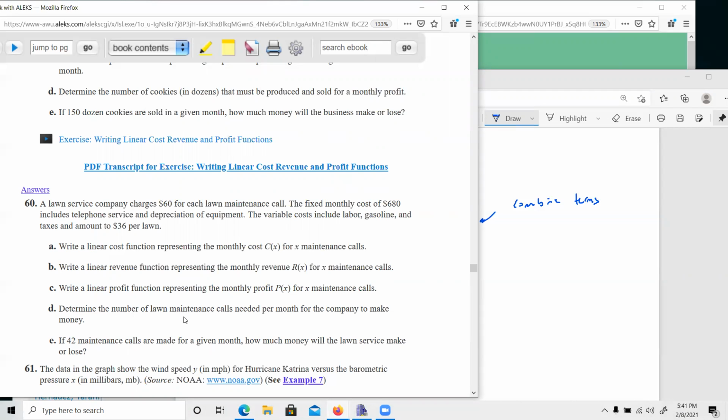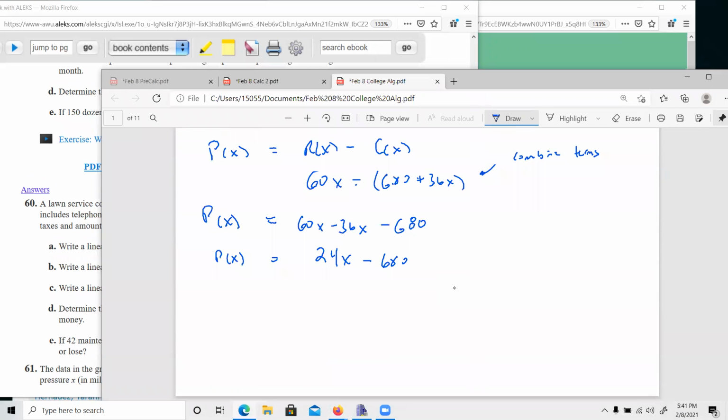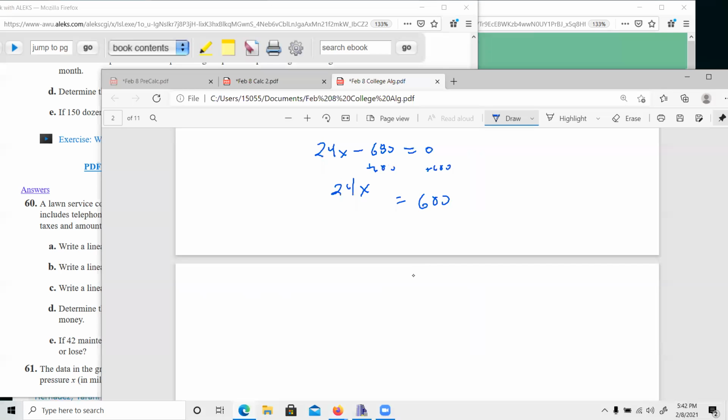Then how many lawn maintenance calls do we need per month for the company to make money? Since this is our profit, why don't we set it equal to 0, solve this, and then we'll know what side of 0 we need to be on. We add 680 to both sides. We have 24X is equal to 680. Then X is equal to 680 divided by 24.